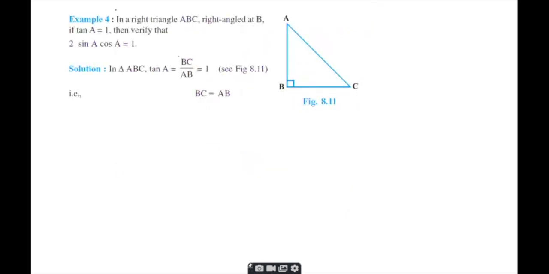Next question. In a right triangle ABC, right angle at B, if tan A is equal to 1, then verify that 2 sin A cos A, which means 2 into sin A into cos A, is equal to 1. So in triangle ABC, tan A, we are taking this angle, tan A is equal to BC divided by AB, that is equal to 1. BC divided by AB equal to 1 means BC and AB are equal. So BC is equal to AB.